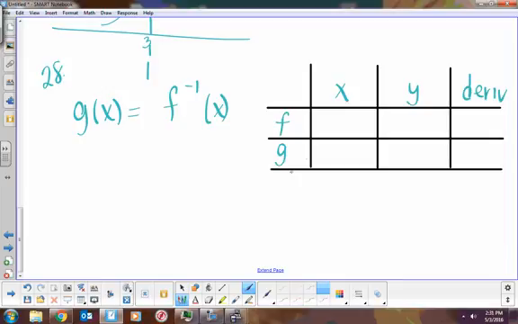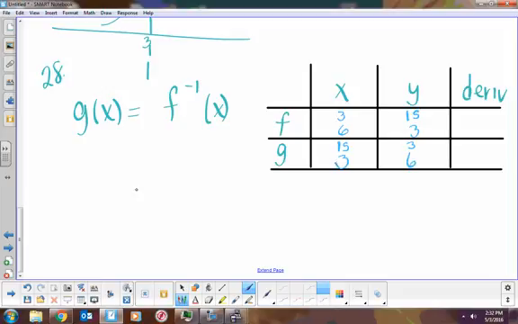They told us when f is 3, what is the y? 15. What does that mean about g? When g is 15, y is 3. What else did they tell us? They told us when f is 6, the y value is 3. What does that tell us? G is 3, y is 6.